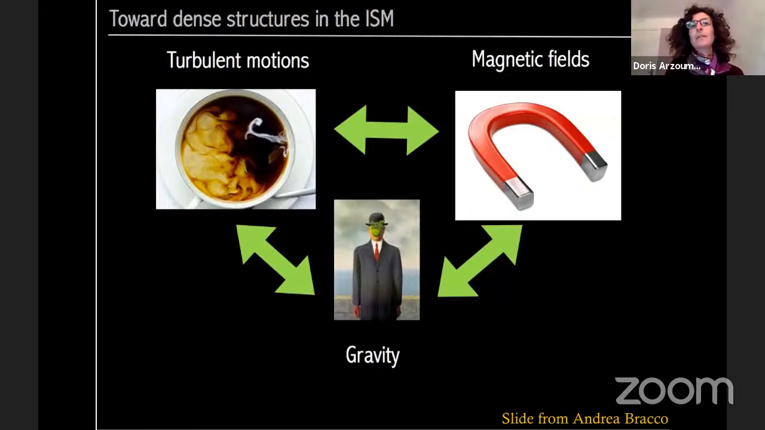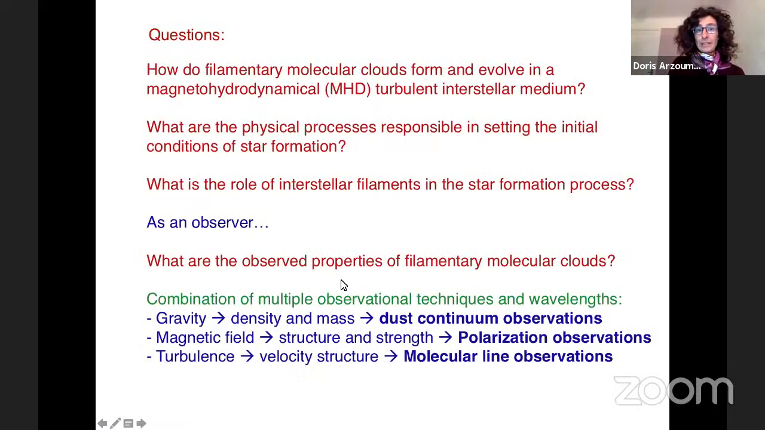We still don't understand how the turbulence and the magnetic field are dissipated for gravity to become stronger, for the gravitational collapse to happen. And so observationally, in order to address these different scales, different densities, and also different physical processes, we need to combine different observational techniques and wavelengths.